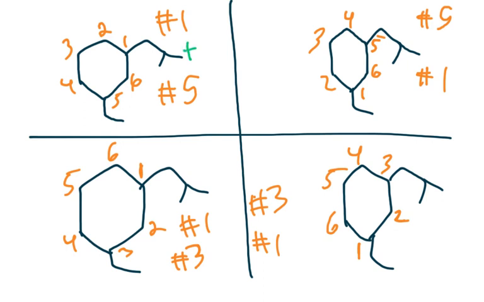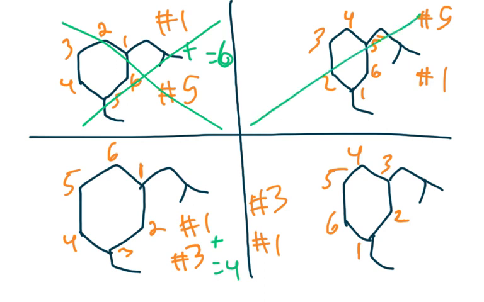So what's 1 plus 5? 6, right? And what's 1 plus 3? 4. So who wins? 4. So that means we can get rid of this numbering. We're not going to use that. Let's go to the right side. Again, same thing. 1 plus 5 is 6. 1 plus 3 is 4. 4 wins because that's the least carbon numbering. And so this wins and this loses.